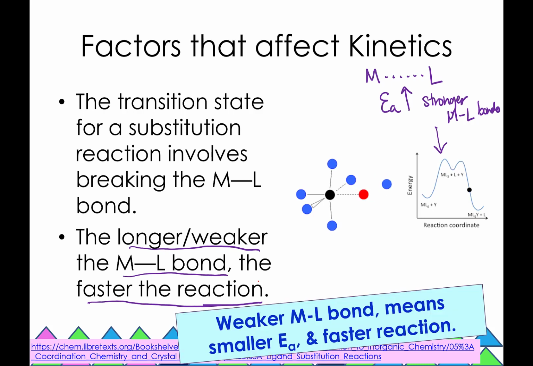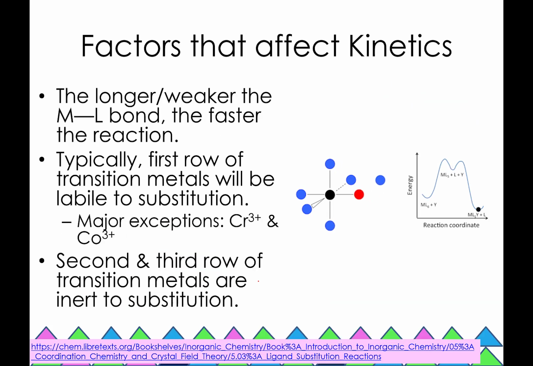Again, weaker metal ligand bond means smaller activation energy barrier and a faster reaction. To predict labile or inert, we need to look at the strength of that metal ligand bond. Okay, so notice this. Typically, first row of the transition metals will be labile to substitution. Major exceptions are chromium 3+ and cobalt 3+. We'll talk about that in just 1 second. Whereas second and third row transition metals are inert to substitution.